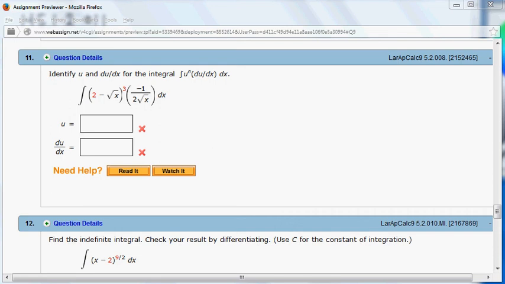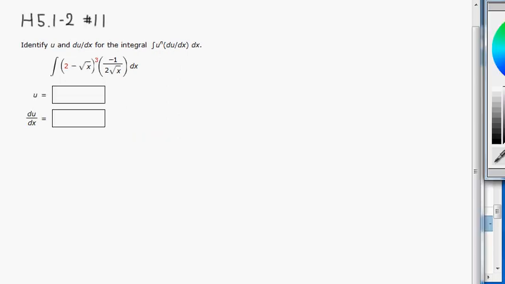Okay, let's look at homework 5.1, 5.2, problem number 11. So this problem is about the general power rule. This is written slightly differently from the lecture notes, but it is equivalent to the general power rule. So let's do that. In class we had the general power rule, which goes something like this.